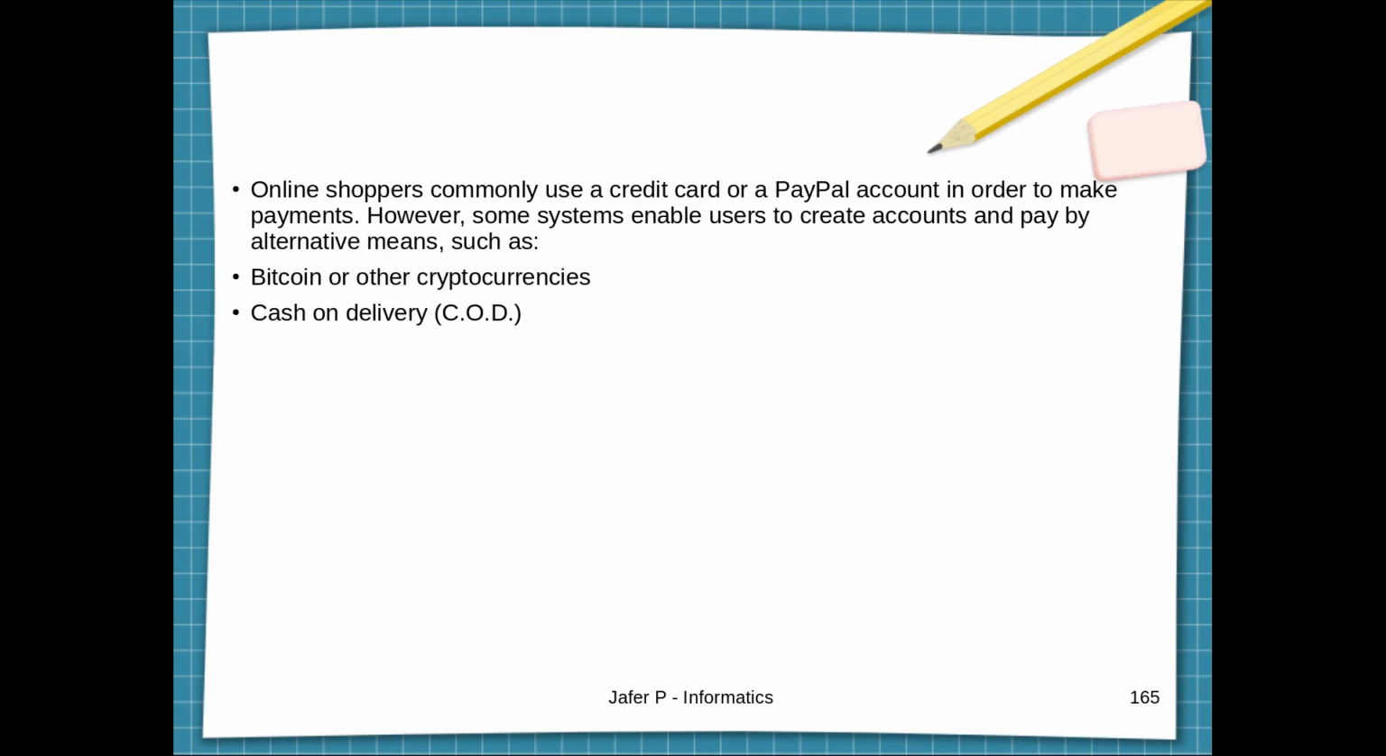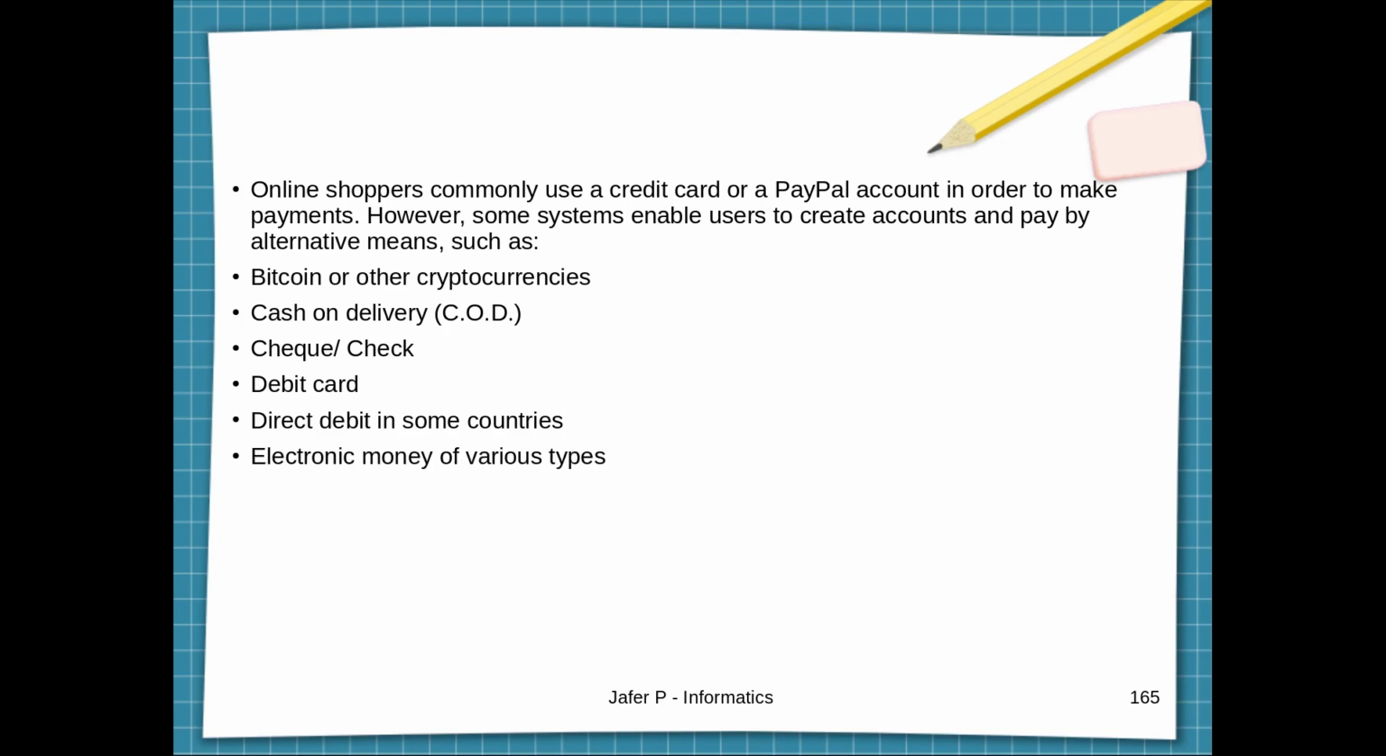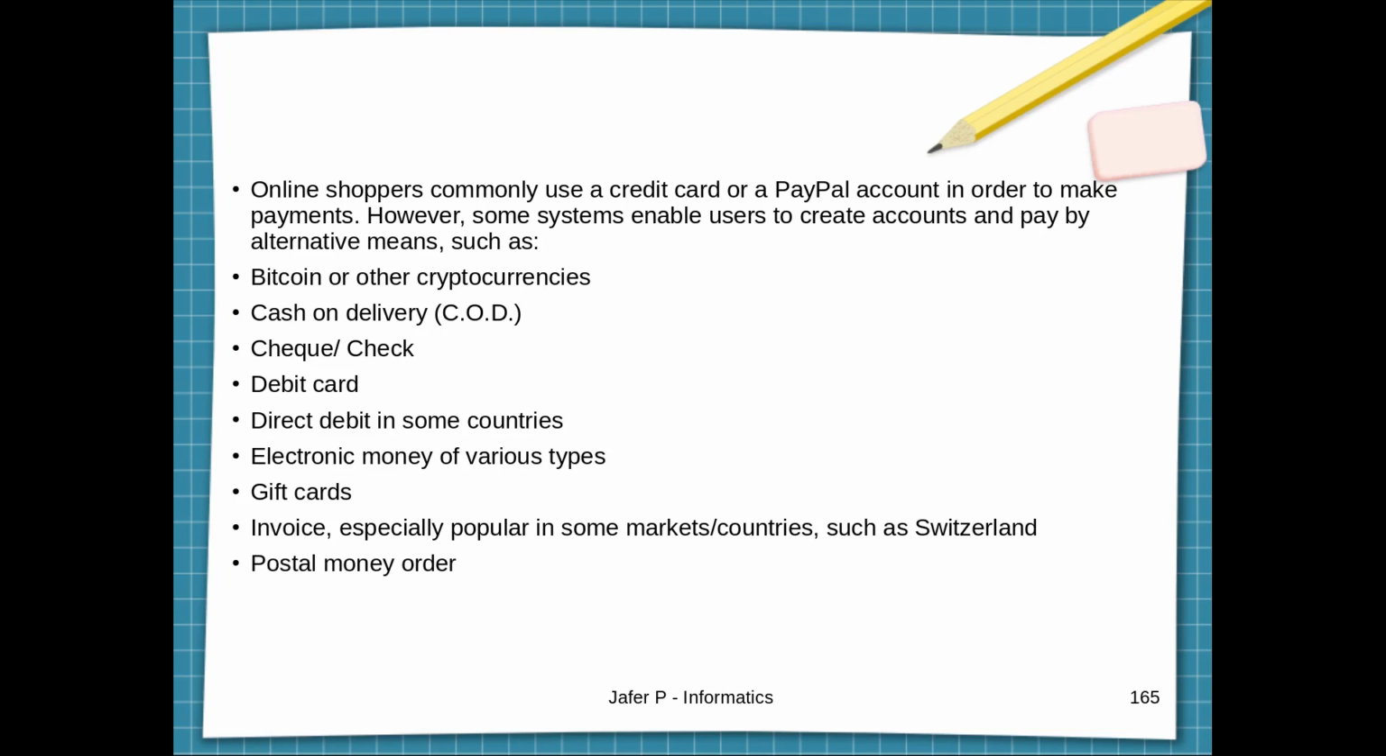online payment methods. What are the online payment methods? We can choose any of these methods according to the country or the region: Bitcoin or other cryptocurrencies, cash on delivery, check, debit card, direct debit in some countries, electronic money, gift cards, invoice, postal money order, wire transfer or delivery on payment. In some countries they use this word, wire transfer, delivery on payment. This is the same as cash on delivery.